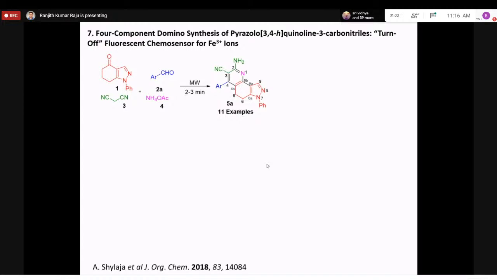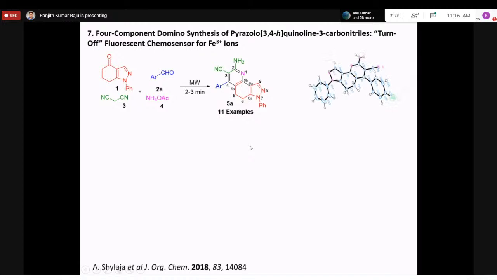In the next work, we tried to introduce another ring in between the pyridine system and the heterocyclic system. So we synthesized this pyrazole fused ketone, and then as usual we did the same reaction. So in this case, under microwave conditions, we were able to synthesize 11 examples of the pyrazole quinoline carbonitriles.